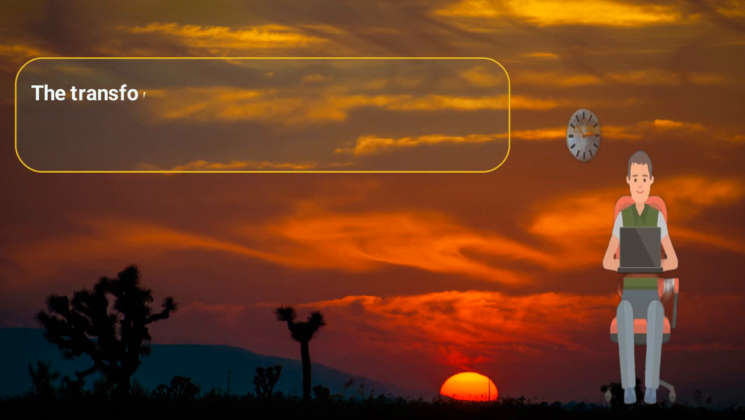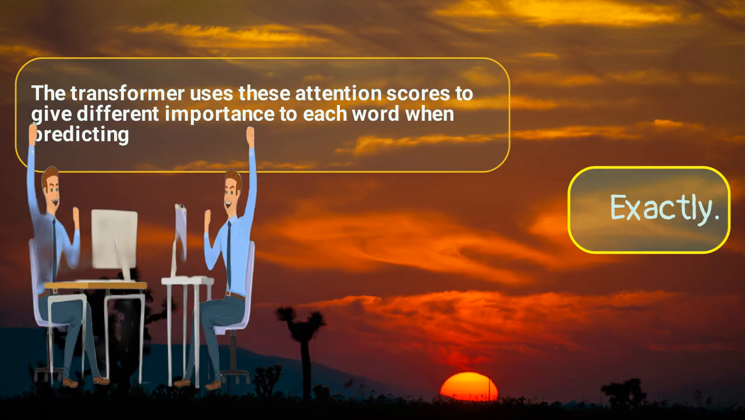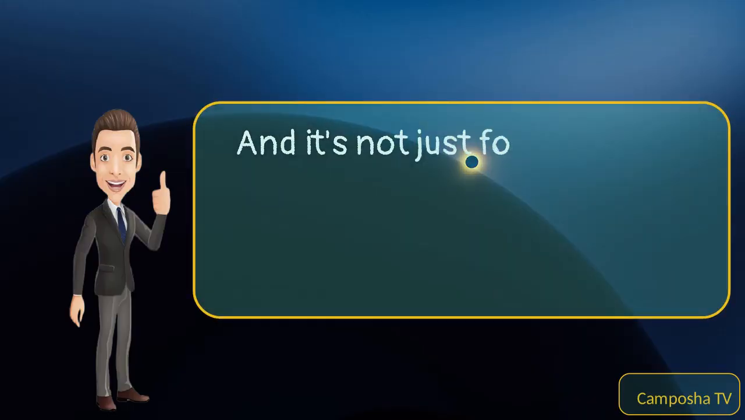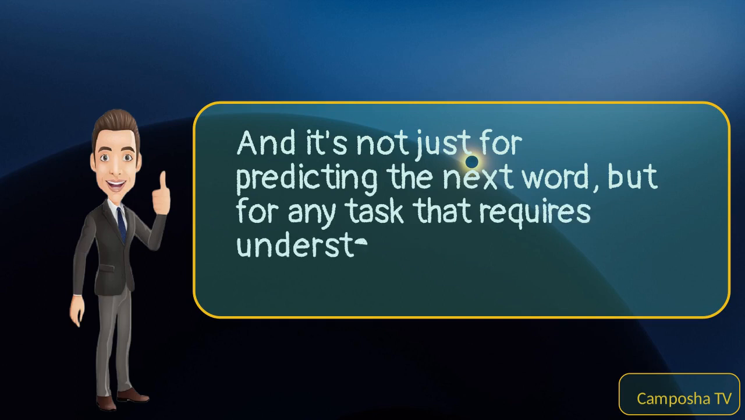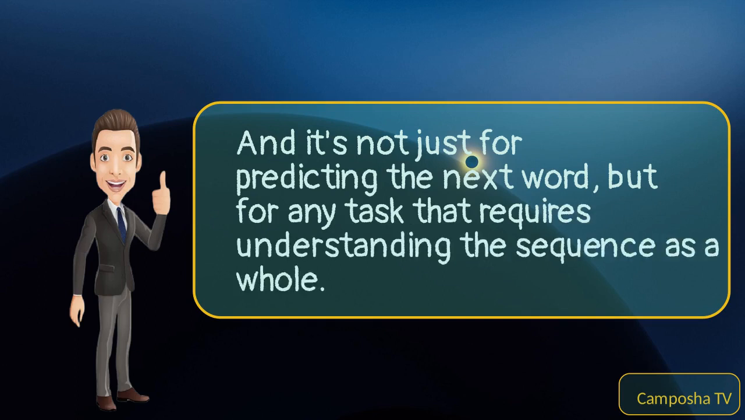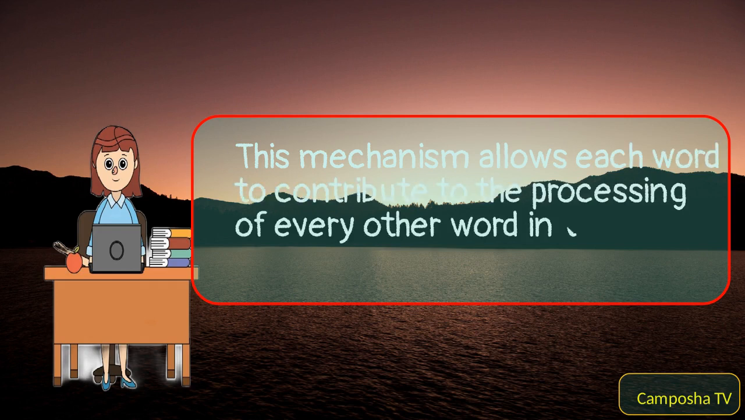I see. So, the transformer uses these attention scores to give different importance to each word when predicting the next word in the sentence? Exactly. And it's not just for predicting the next word, but for any task that requires understanding the sequence as a whole. This mechanism allows each word to contribute to the processing of every other word in the sequence.